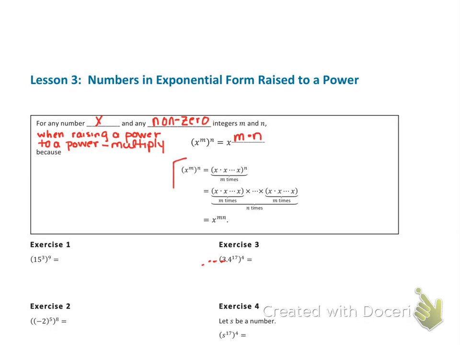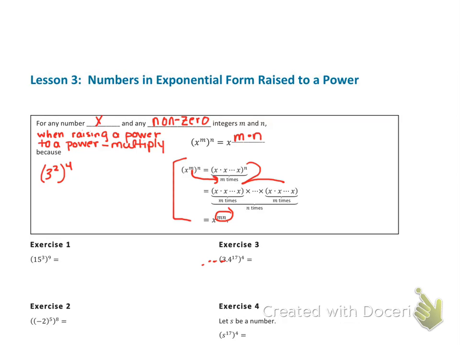It has an illustration here of why this works algebraically. We have our x to the m power, so that's illustrated m times. And then when we repeat that multiplication n number of times, we end up multiplying. Let's show that with a real-world example.